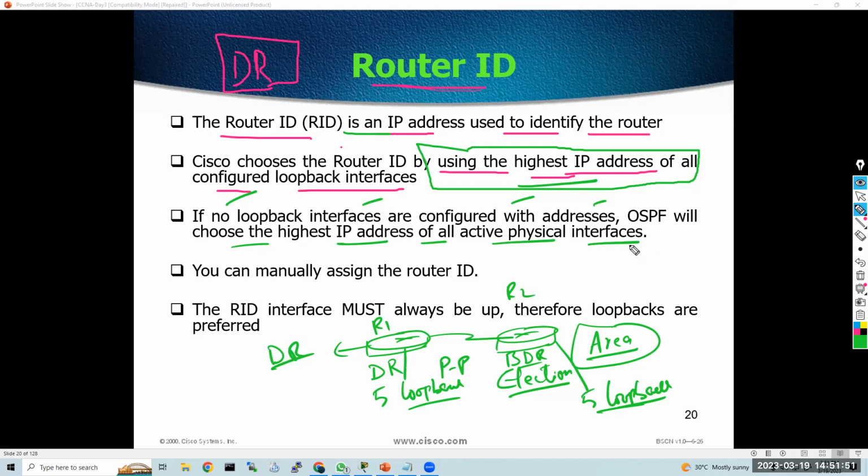If you have not configured any loopback, say for example, I have configured this 192.168.10.1, and this one is configured with 20.1. That means this router will become your DR now. That is your router ID you configured. Or else we can also configure it manually. If you want to make only this one the DR, we can give the highest IP address here, for example 100.1. Or else manually also we can give whichever you like.